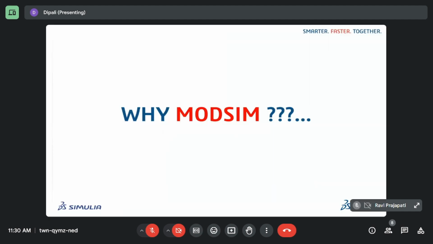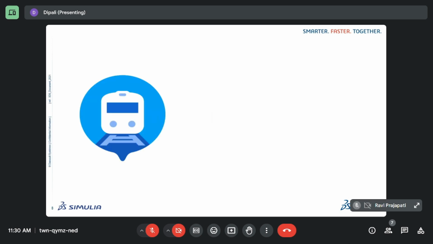Okay, so what is the need of MODSIM? Why is it required? Okay, so let's try to understand the need of MODSIM with a domestic example that I am using in my daily life. Okay, so this is the app that I am using in my daily routine, as I am using the train in my daily routine.